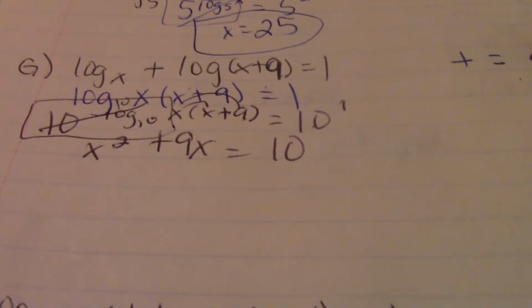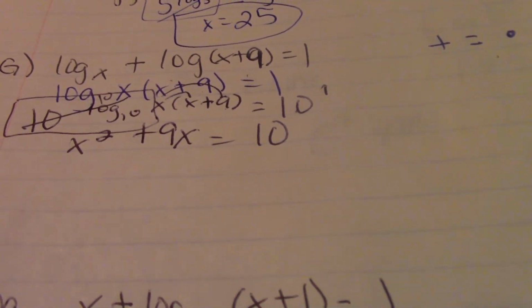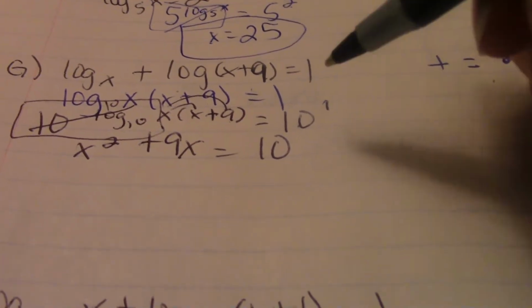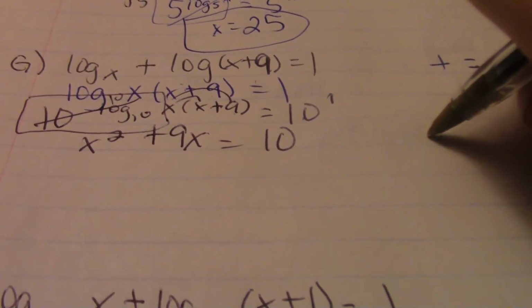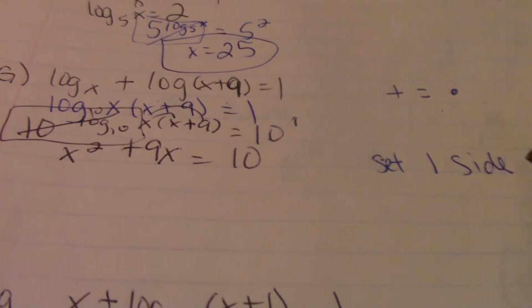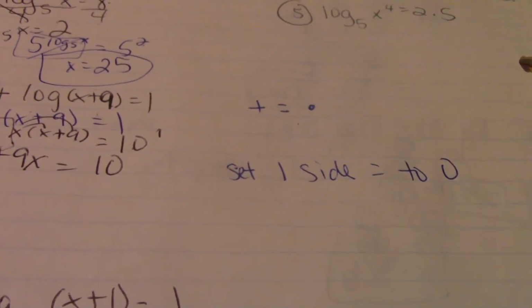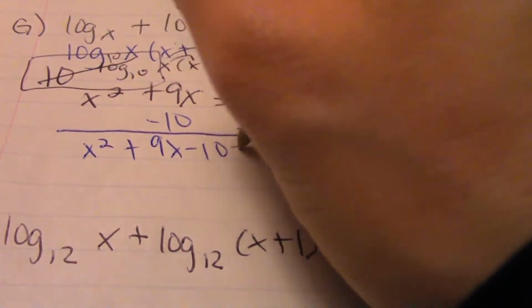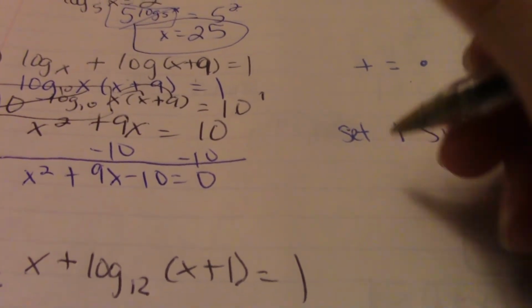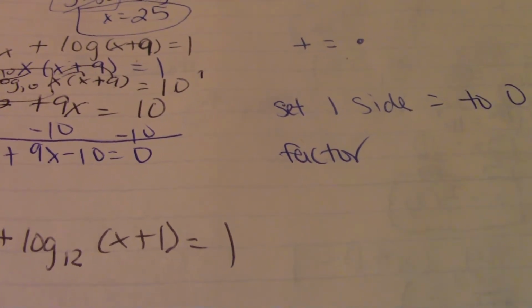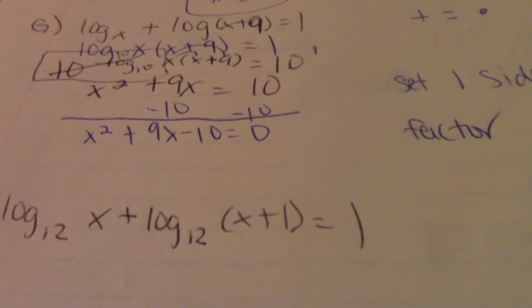Okay. Now we have to think back to our quadratics, when we learned how to solve them. We want to get this side equal to 0. So set one side equal to 0. I need to subtract my 10. X squared plus 9x minus 10 equals 0. I'm going to factor. If you don't like factoring, you can use the quadratic formula or you can complete the square. Those are your options right there.